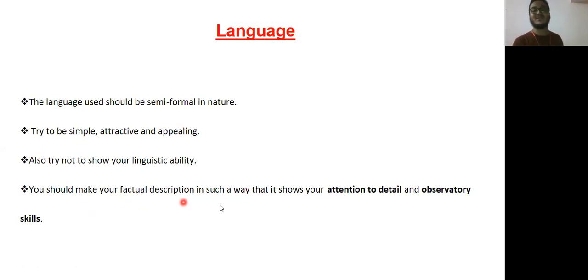You should make a factual description in such a way that it shows your attention to detail and observatory skills. Students, I told you during that time, when you go to the practical labs, you observe the things. So this shows attention to detail and observation. You have observed very nicely, and your presentation talks about that. From the beginning I'm telling you, it's fact-based writing.